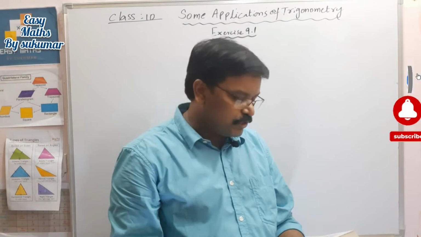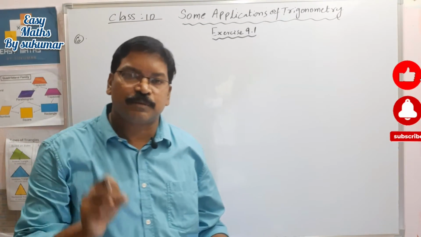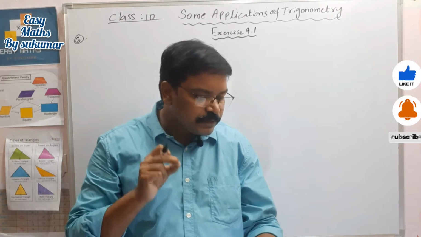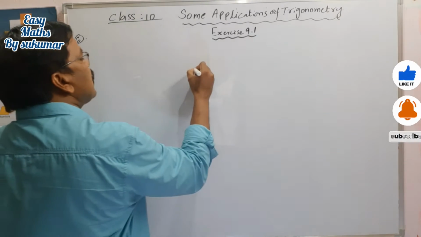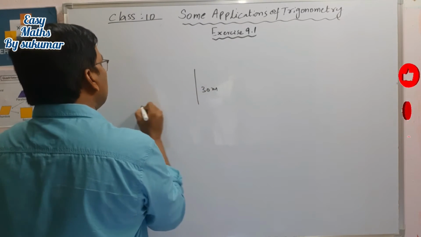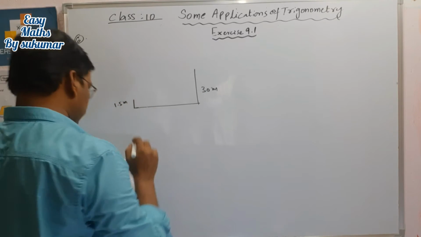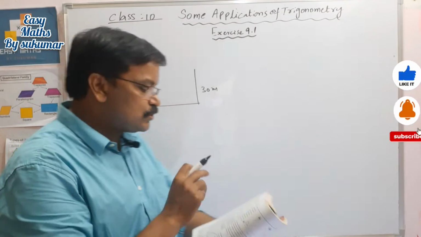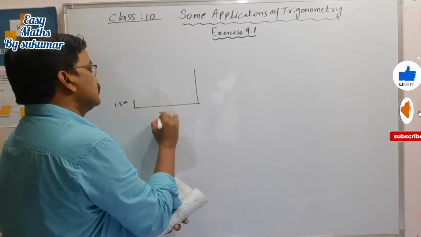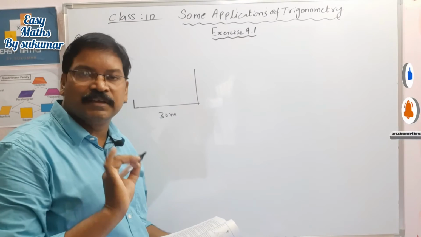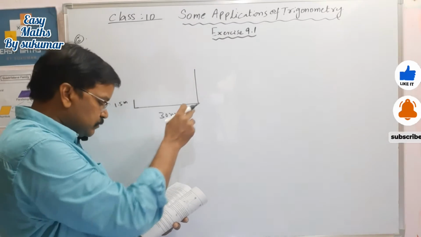Coming to the sixth question in this exercise 9.1 for CBSE students. A 1.5 meter tall boy is standing at some distance from a 30 meters tall building. Just imagine this is a 30 meters tall building. Here the height of the building is not given. So this boy is standing from 30 meters.